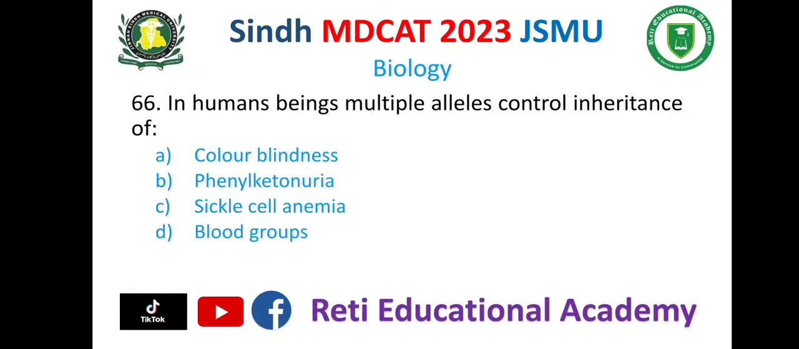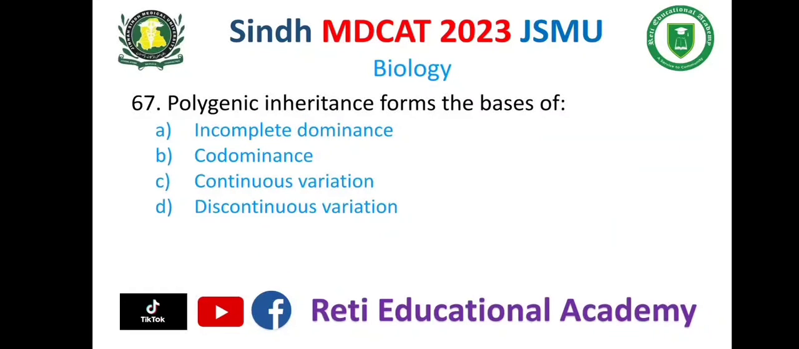Hemophilia. Question number 66. In human beings, multiple alleles control inheritance of A. Color blindness, B. Phenylketonuria, C. Sickle cell anemia, D. Blood groups. And the correct option is D. Blood groups. Question number 67.